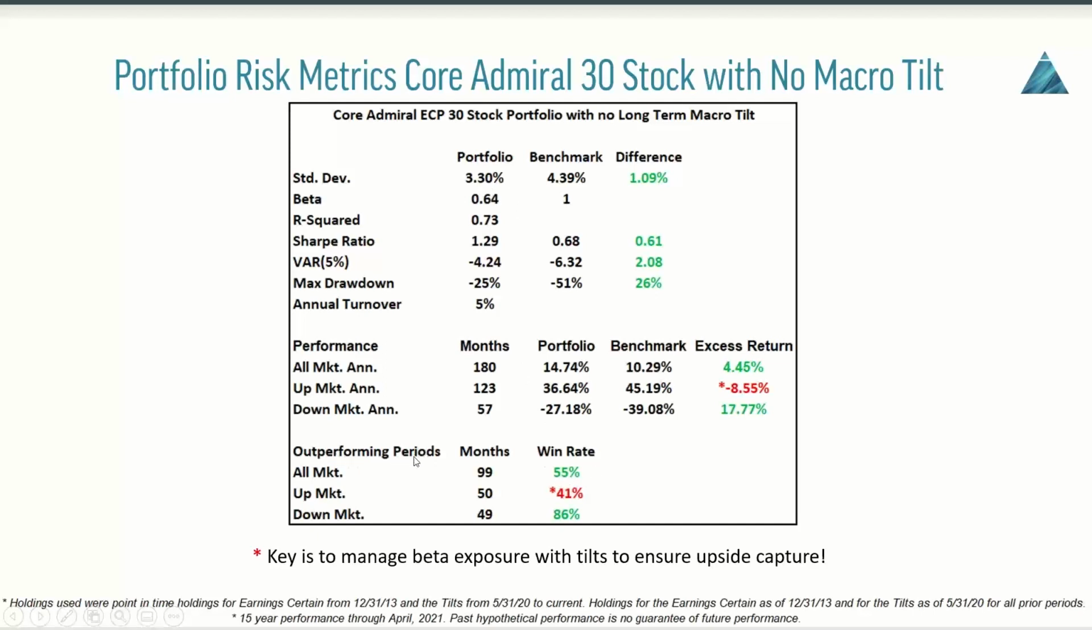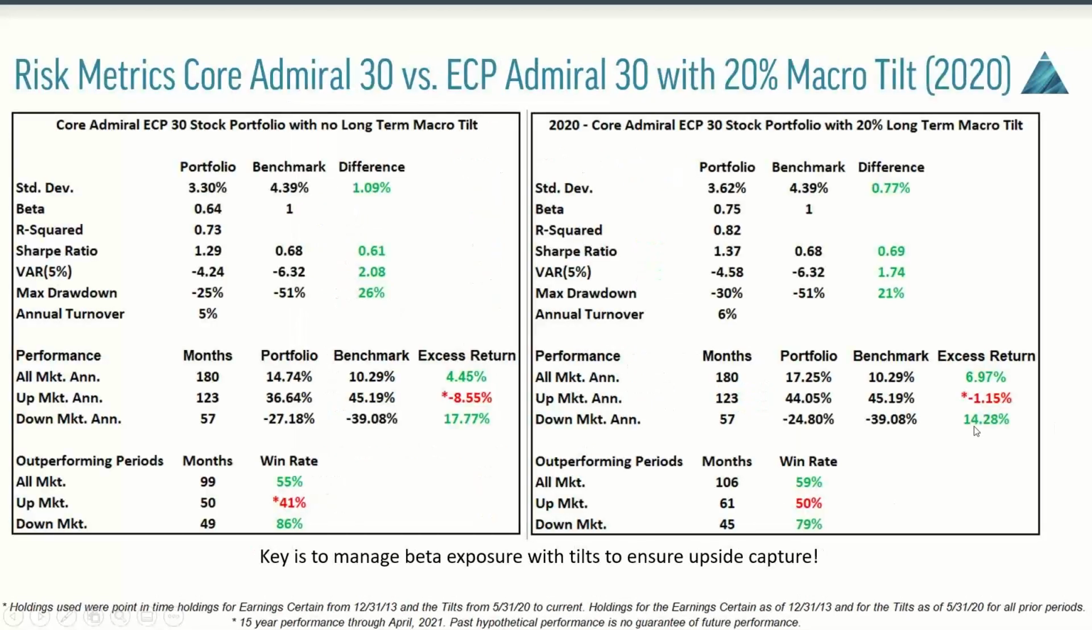And so that is what we do, and we'll talk about that here in just a minute. But let's take a look at all outperforming periods, right? So we outperformed in 99 of the months in core. So that's a 55% win rate. We only outperformed in 50 up market months, I should say. And that win rate is literally 41%. We outperformed in 49 down markets, which is literally 86%. Okay, so this is really, really good on the down market.